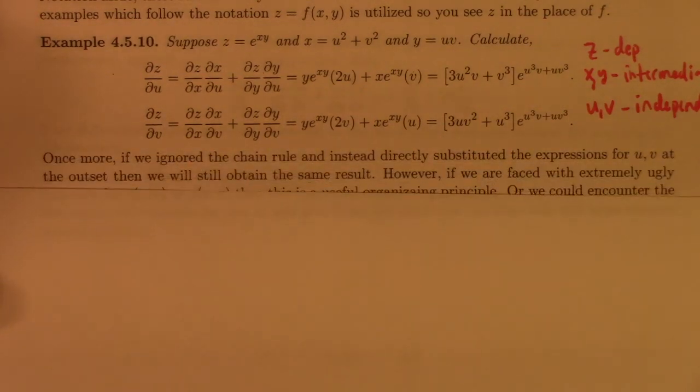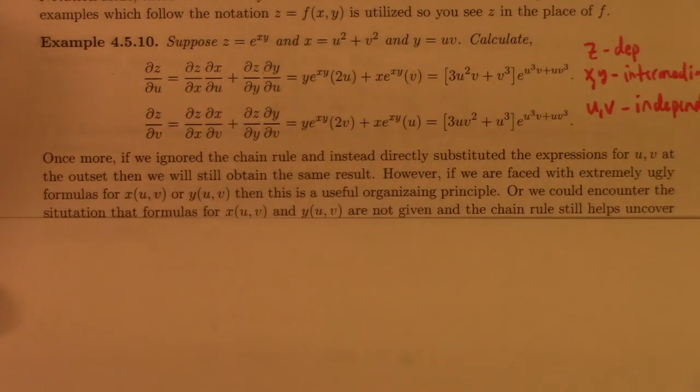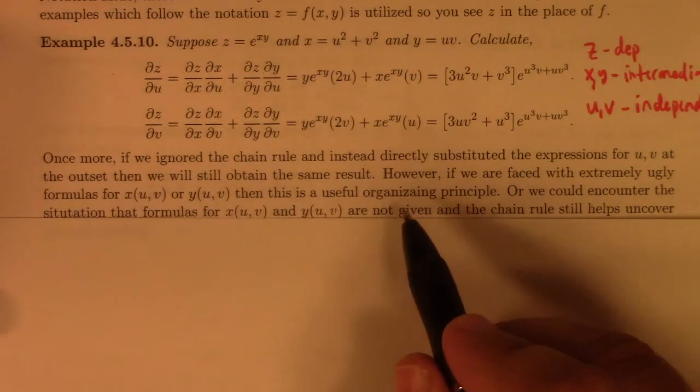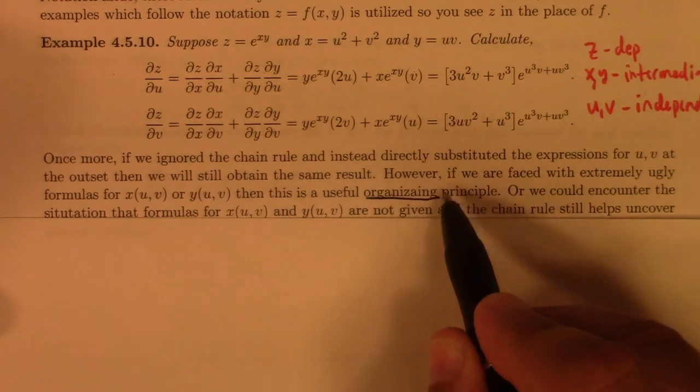And I say once more, if we ignored the chain rule and instead directly substituted the expressions for x and y at the outset, we'd still obtain the same result. But if we're faced with extremely ugly formulas for x of uv and y of uv, this is a very useful organizing principle.